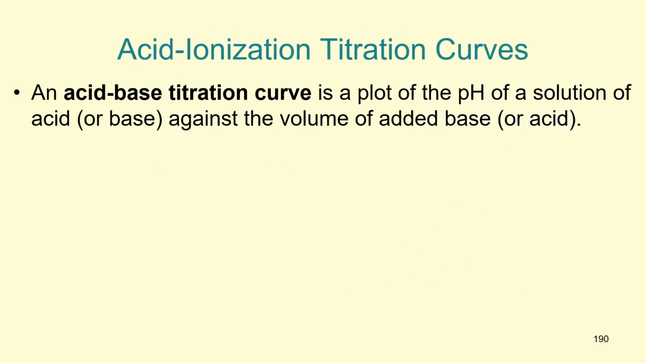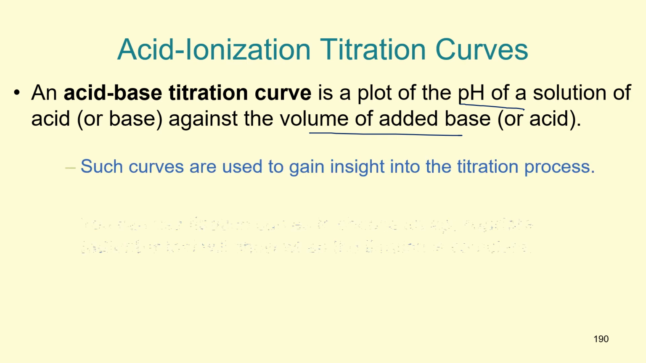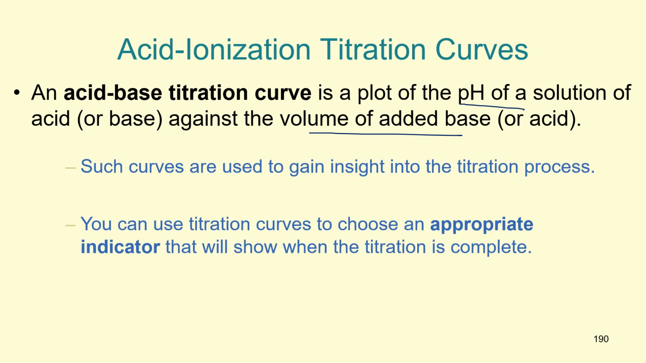One thing we're also going to do in lab is draw a titration curve. A titration curve is the plot of pH on the y-axis versus volume of added base or acid, depending on what you're titrating with, on the x-axis. We'll use that to look at titrations. You can use a titration curve to choose the appropriate indicator, and we'll talk about indicators in lab.